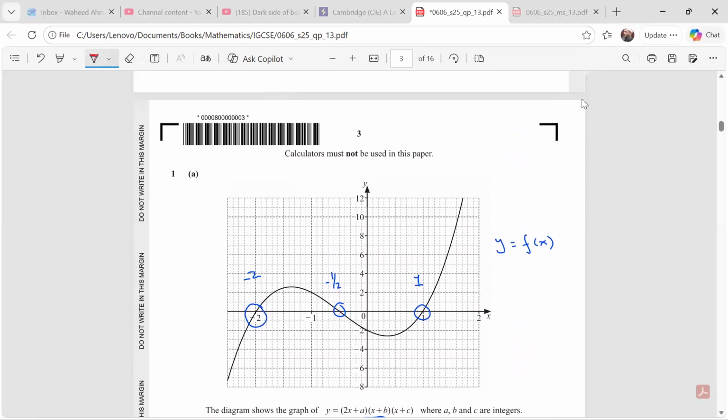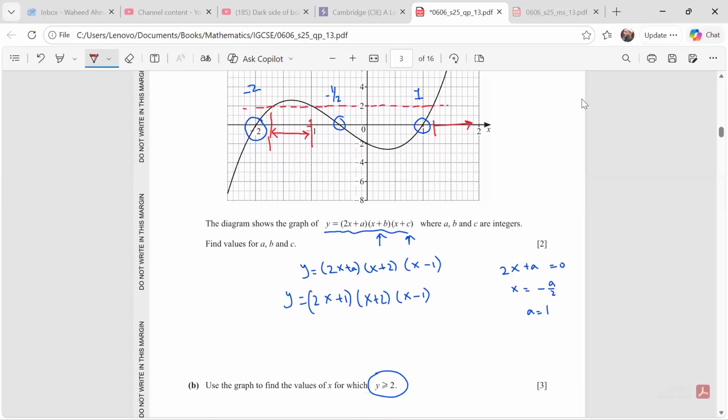You see, y is 2 over here, right? So this is the line y equals 2. So the function is greater than 2 when x is between this value and this value, right? So if x is between these points, then y is more than 2. Similarly, if x is more than this value, then y is more than 2, right?